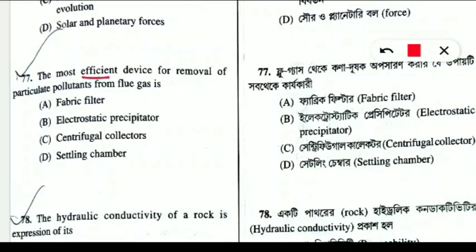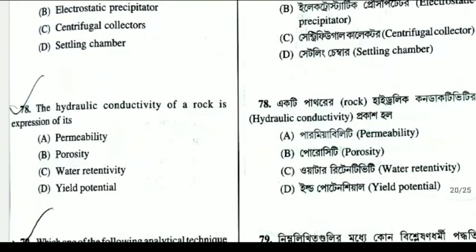The most efficient device for removal of particulate pollutants from flue gas is what? So wherever it is given particulate pollutants, you should always pick this option, that is electrostatic precipitator. So for question 77, the correct option will be option number B. Let's move to question 78.